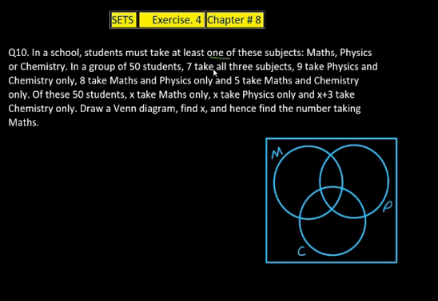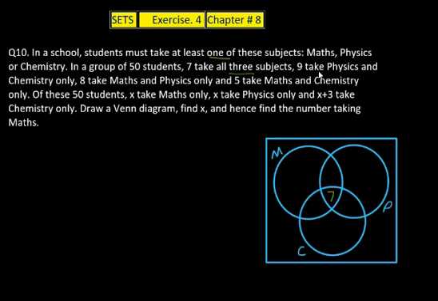Then it says 7 take all three subjects, all three. Look at that word, all three. It means this is the common area. Look, this is the only area which is common between these three circles, so we write 7 because this is common between all three circles.